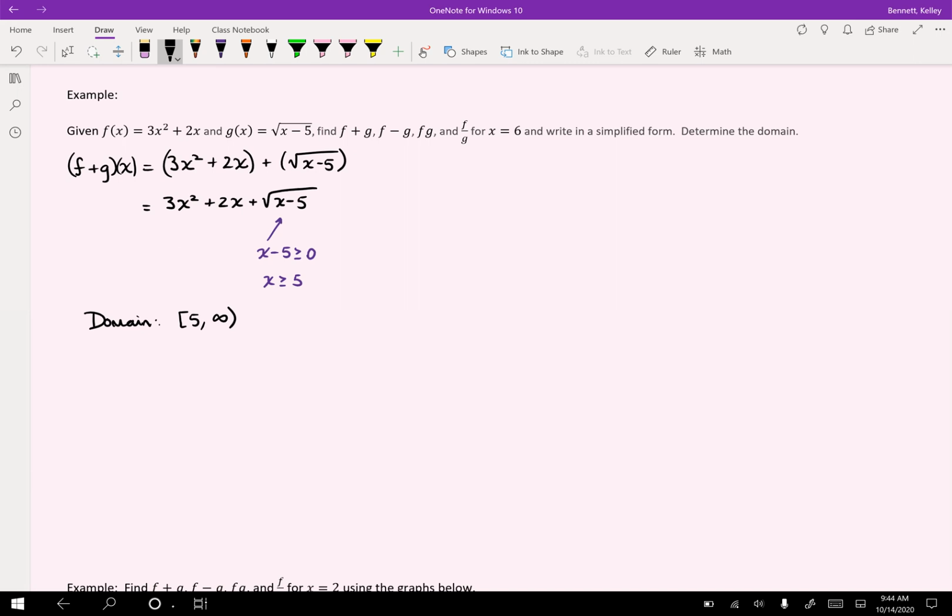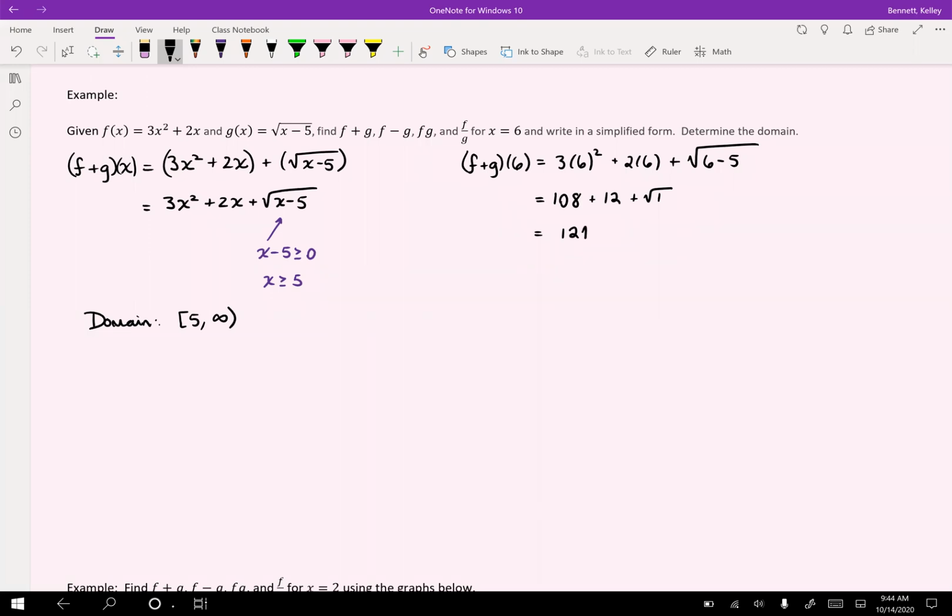So now I'm ready to evaluate f plus g of 6. So that's going to give me 3 times 6 squared plus 2 times 6 plus the square root of 6 minus 5. So I've got 36 times 3, which should give me 108, right? So 36 times 3, 90 and 18, yeah. And then I have 2 times 6, which is 12. And then I have the square root of 1. So this gives me 121.